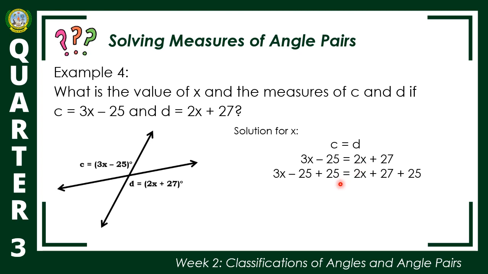Ayan. So, una po muna nating alisin yung minus 25. At para maging 0 yan, syempre, ang opposite ng minus 25 ay plus 25. At dahil nag-plus 25 ka sa left side, magpo-plus 25 ka din sa right side. Okay? So, this will become 0 na po. Ang matitira na lang ay 3x. And then, kapag pinagsama naman natin yung 27 and 25, that is equal to 52.